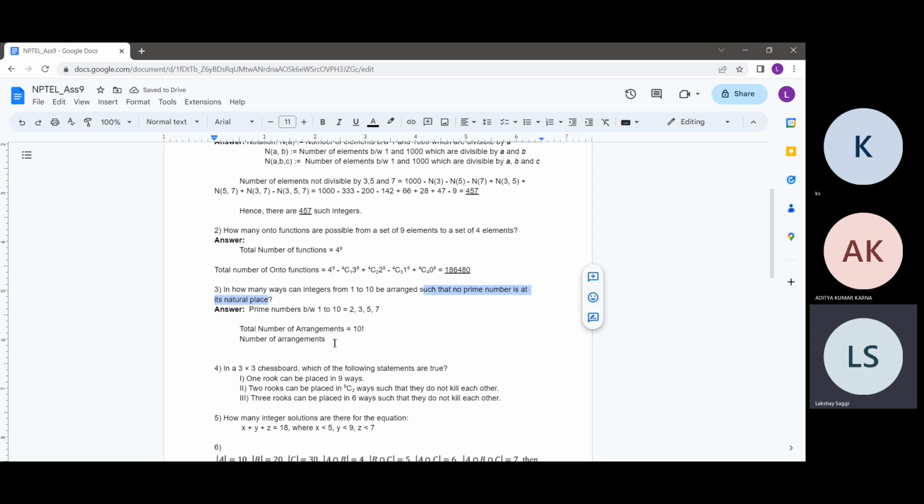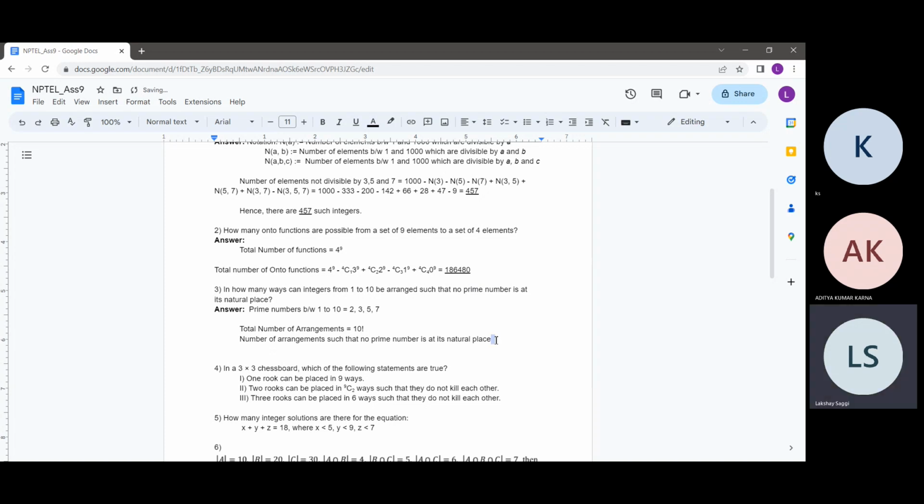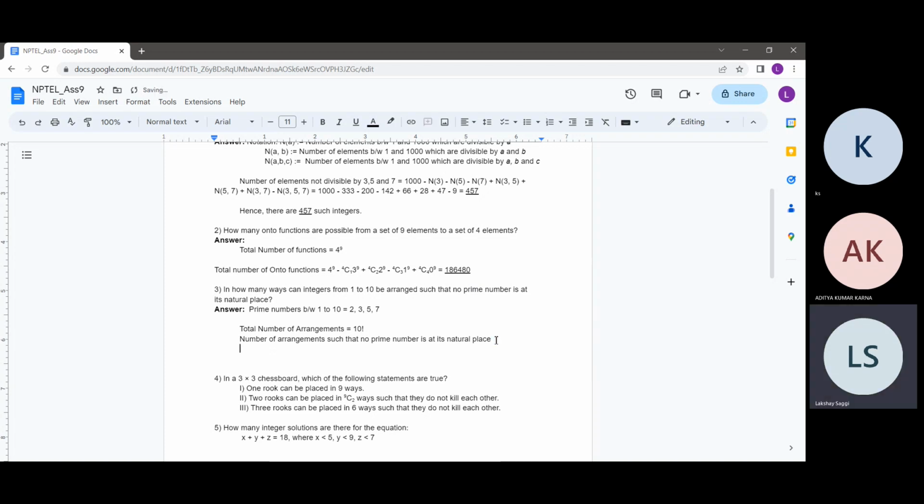And the number of arrangements such that no prime number is at its natural place will be equal to, let's say, 10 factorial, the total number of arrangements, minus something which I've already discussed with you guys. So from the total number of ways, I want no prime number to be at its natural place. I don't want 2 to be at second place, 3 at third place, 5 at fifth place, and 7 at seventh place. So I'll do it piece by piece.